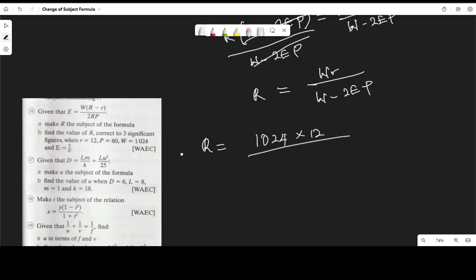divided by W again, 1024, minus 2 times E. E is 5 over 6, 2 times 5 over 6 times, what is P? P is 60.